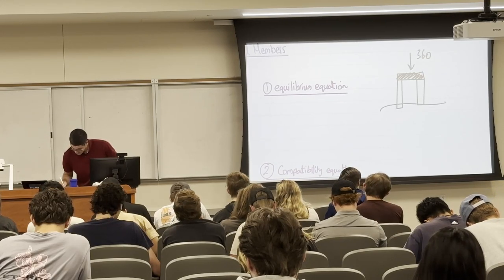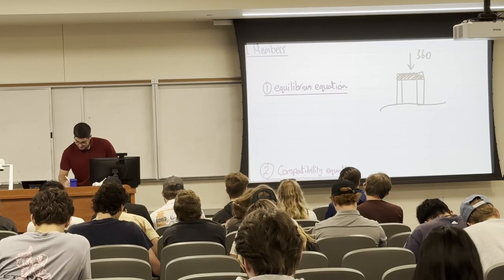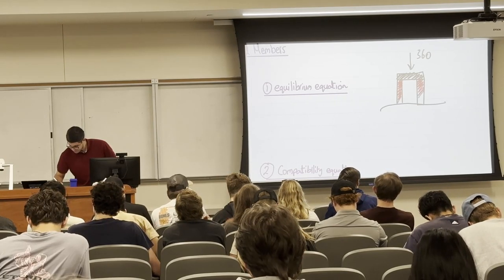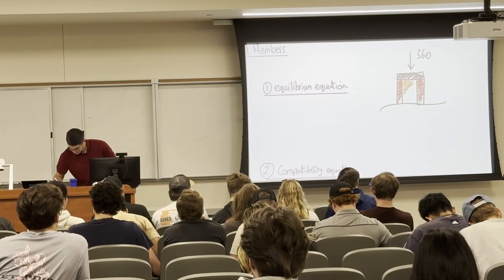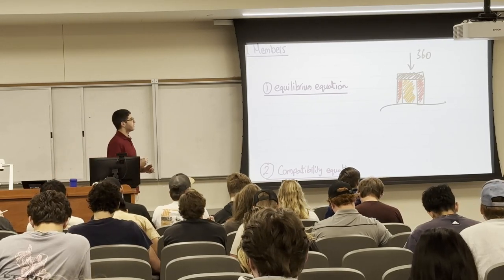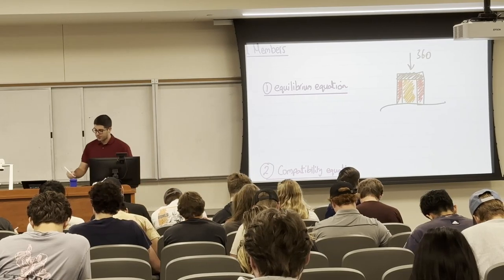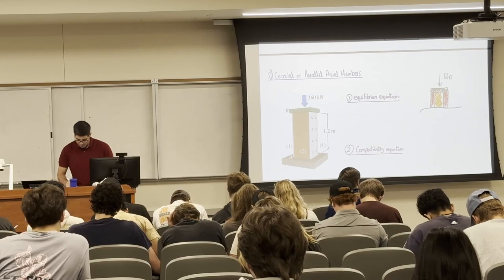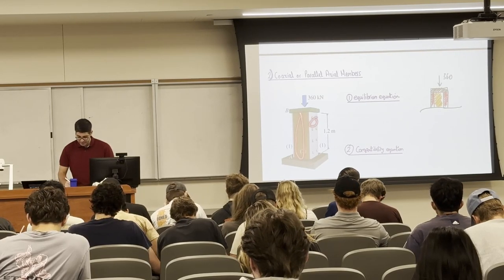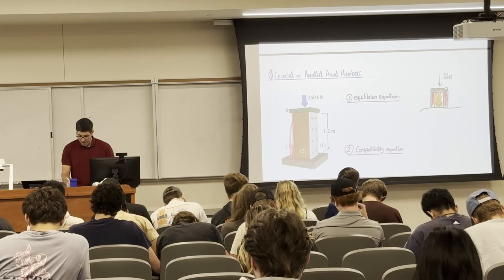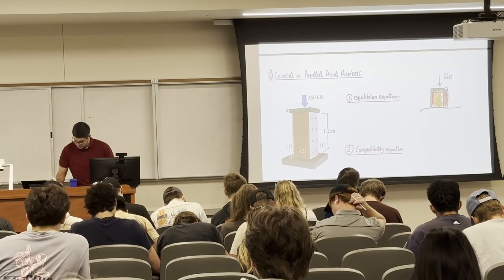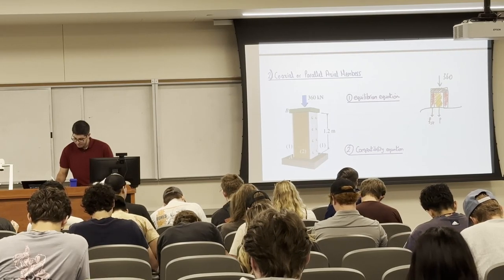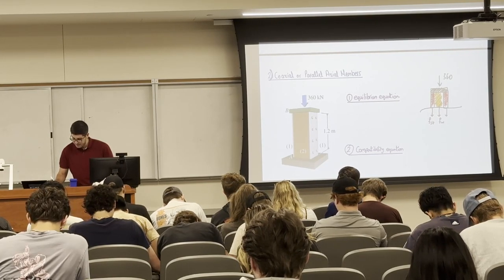Okay, so let me draw it in a different color. This is the steel, and this is the wood. When I make this cut here, as you can see, I have a wood here, for example, and I have a steel plate, and I have another steel plate. So I'm going to write, I have F steel here, and I have F wood here, and I have another F steel here.